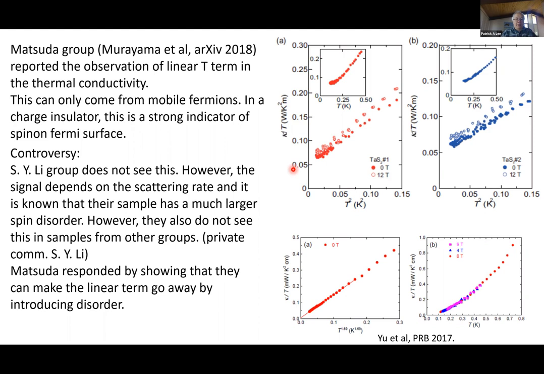And we know that the electrical conductivity of a metal goes to a constant. So this is usually associated with a metal. And of course, a phonon cannot give you a constant. It will be a higher power, because the specific heat of phonons is very small, it's T cubed. They claim to see it in a couple of samples and it's insensitive to magnetic field, right? Even 12 Tesla doesn't change it very much.